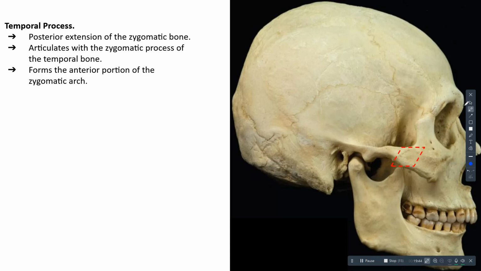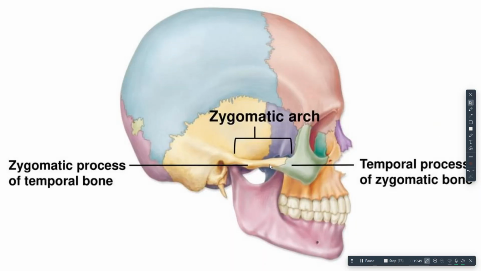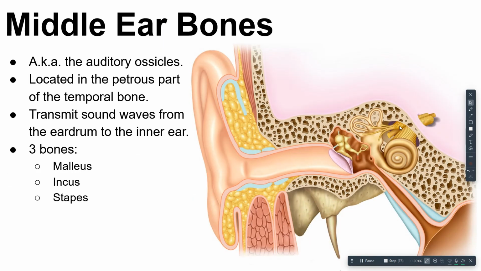Just take that slowly and it is not going to confuse you. Overall, those two processes, which I see in this nice picture here, create a structure called the zygomatic arch, which is easily palpable on the side of the face. And that is it for the zygomatic bones.